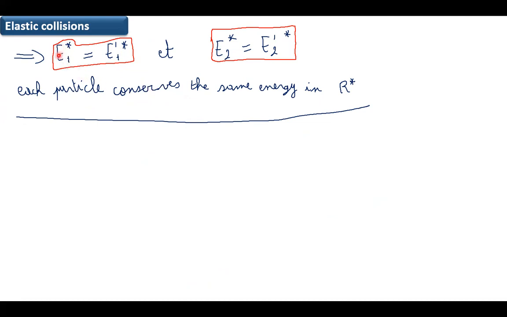So the energy E1 star before collision is equal to E1 prime star after collision for particle number 1 in R star. And E2 star is equal to E2 prime star, the energy of particle number 2 in R star before and after collision. So particles will have the same energy in R star before and after collision.